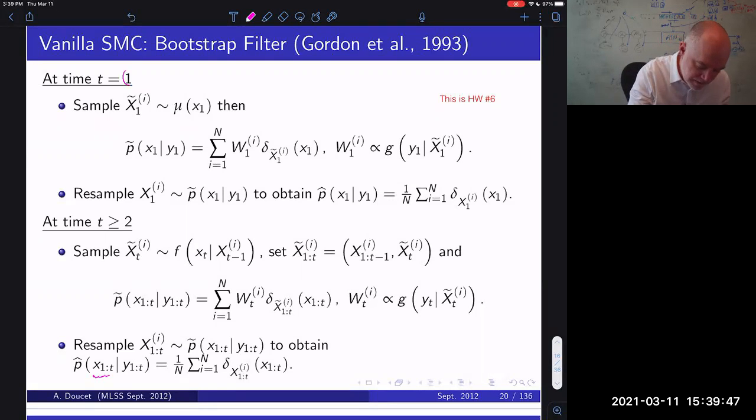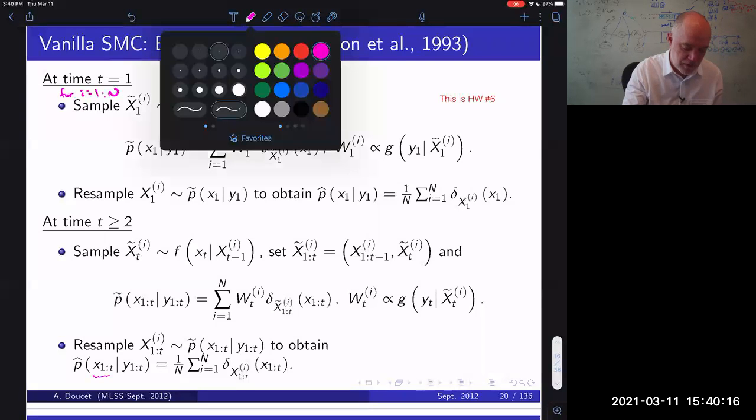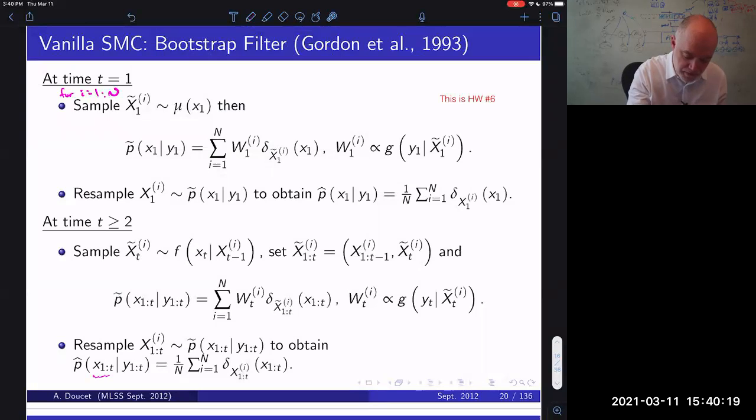So at the initialization, at time 1, the vanilla SMC algorithm, or bootstrap filter, where you sample from the prior, says sample x1 i for some number of particles, capital N. There's actually in all of these things a for i equals 1 to N loop, really. But when you see sample x1 i from mu, you should just read that as sample iid from mu N times.